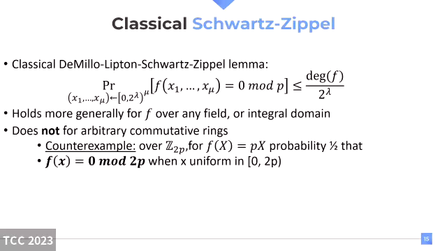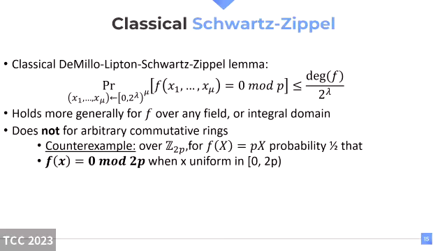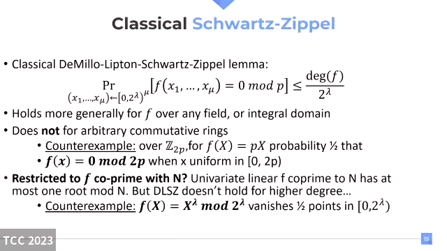However, this does not hold for arbitrary commutative rings, and it's actually fairly easy to come up with counterexamples. For example, if I want to show that f of x is equal to 0 mod p, but f of x is equal to p times x, then for every second value of x, this polynomial is going to be 0. So this does not hold in general.